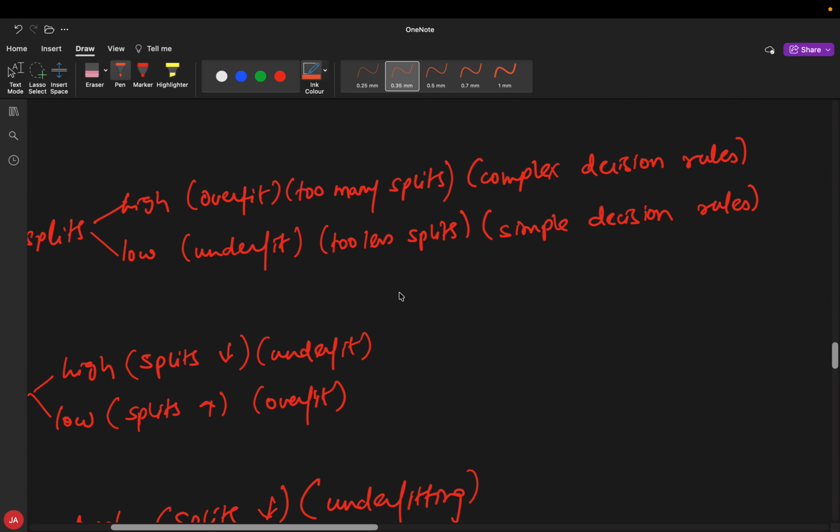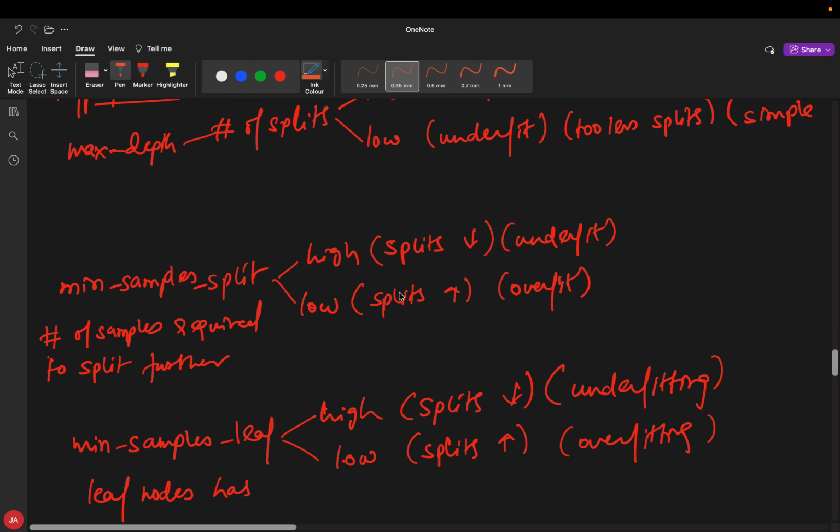Min sample split is also a hyperparameter here. It is the number of samples required to split the node further. If this variable is high, the resultant splits would be fewer. If this variable is low, the splits would be higher. Let's say we have 10 samples and we split them into 5 and 5, and then 2 and 3, so the number of splits would be more.